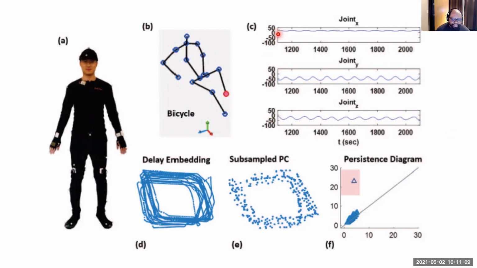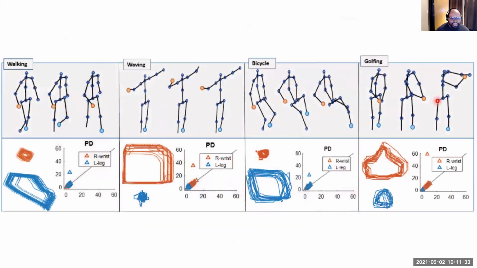And then what they do is they take the sliding window embedding for each one of the channels. They get these point clouds through smart subsampling so that they can do this in real time. They get a point cloud and then compute persistence diagrams, and then use the persistence diagram as a feature of the movement as captured by the sensors. And then what they saw was that the persistence diagrams that you get depending on the different movements generate very different signatures.